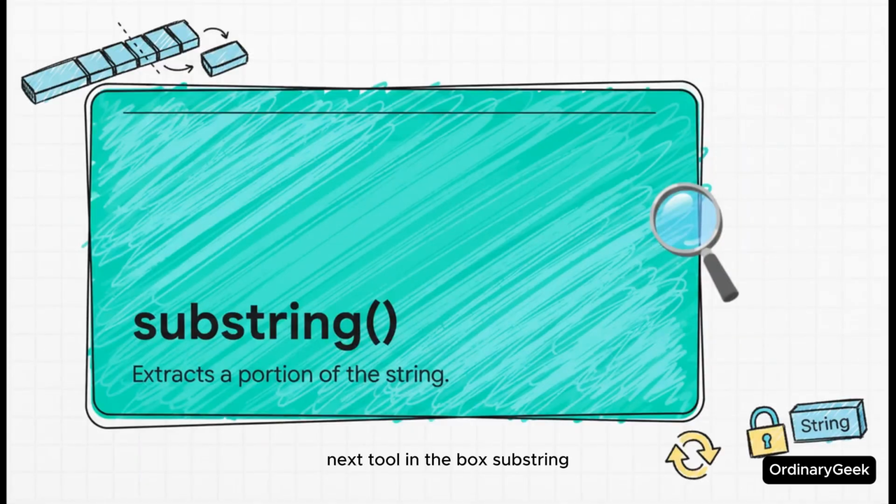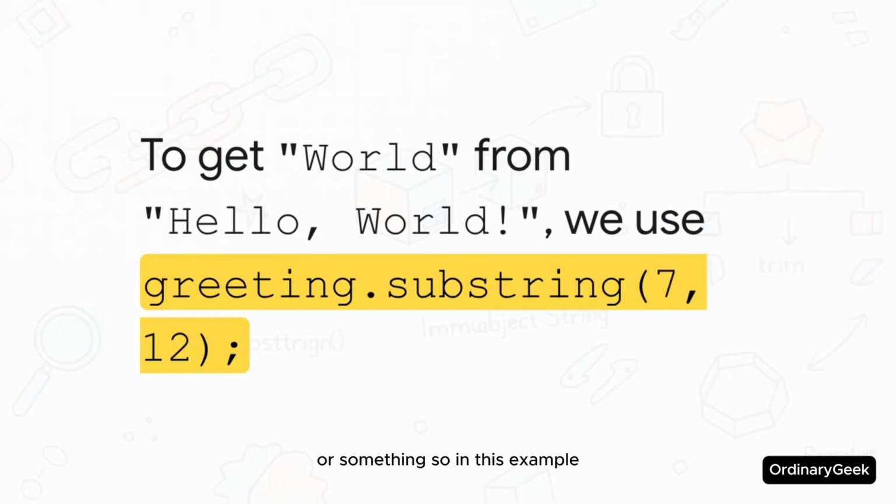Next tool in the box, substring. This is your best friend when you need to pull a smaller piece out of a bigger string. Maybe you need to grab a username from a sentence or something. So in this example, we have hello world. To get just the word world, we use substring.